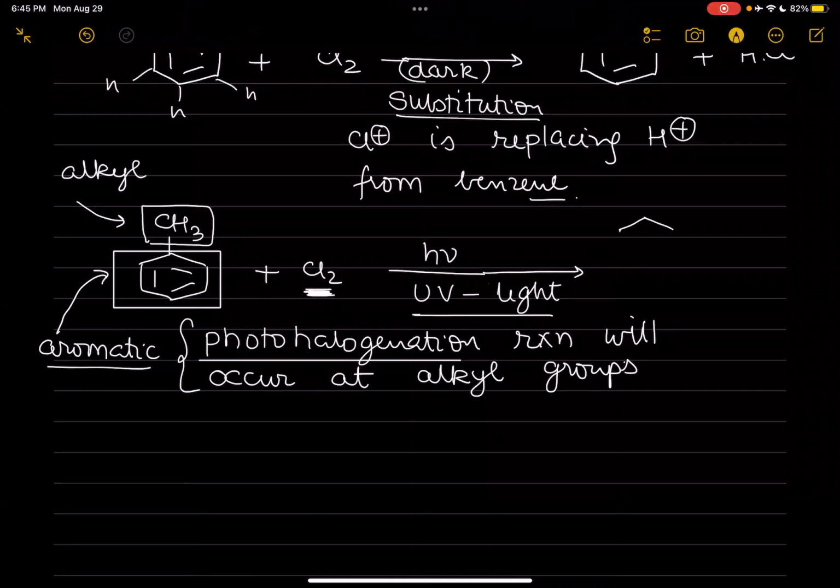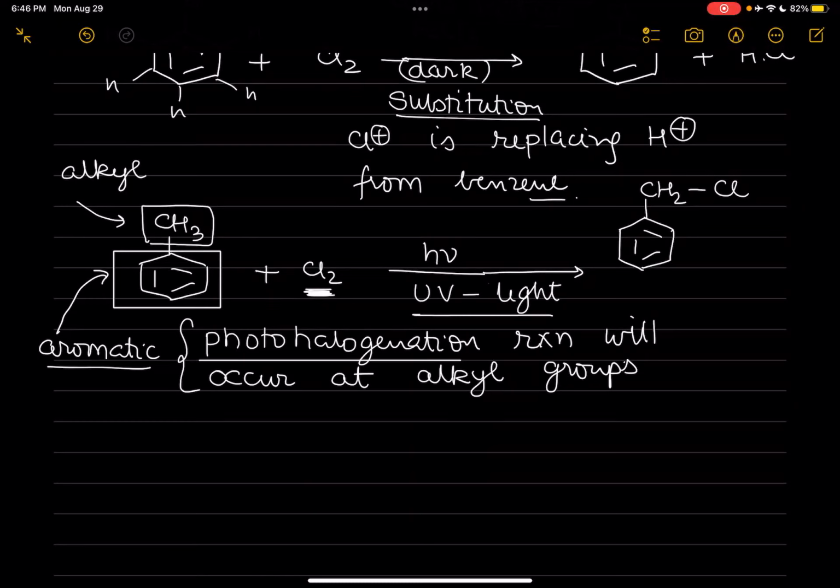So Anushka, what will I make here? Tell me quickly. Ortho-para, or do I need to put Cl on the CH3? Yes, sir, it will be on the CH3 only. Yes, so this is known as photohalogenation of alkyl groups or alkanes.